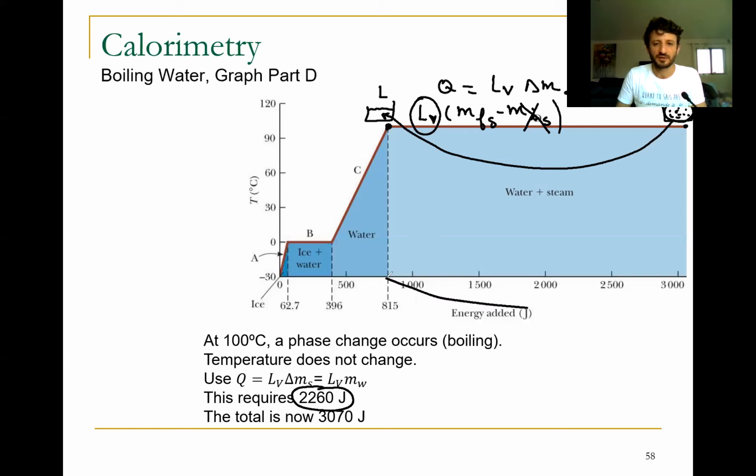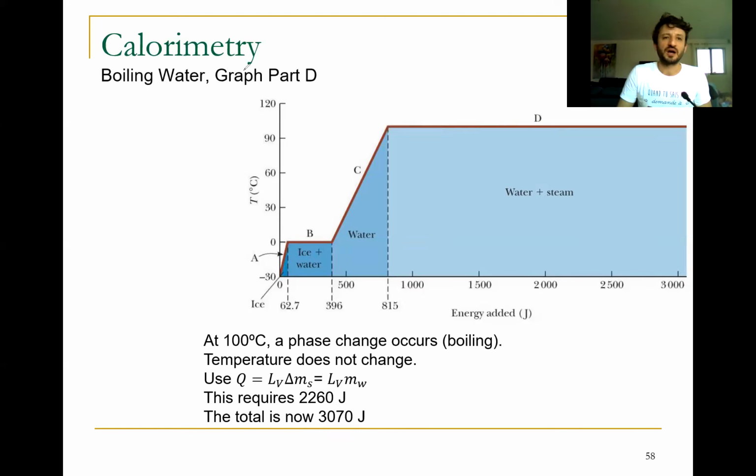This value is needed to convert this quantity of liquid from 100 liquid to 100 steam. From here to here, we need 2260 joule. The total from here to here, you do the summation, you get about 3000 joule. Okay, we have 3070 joule.